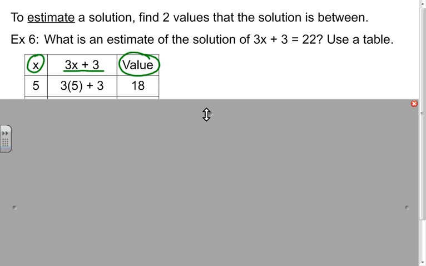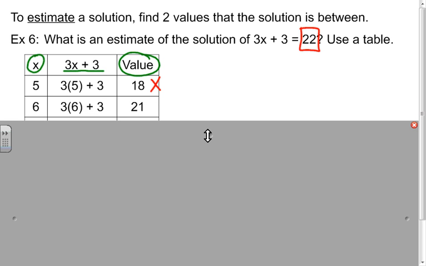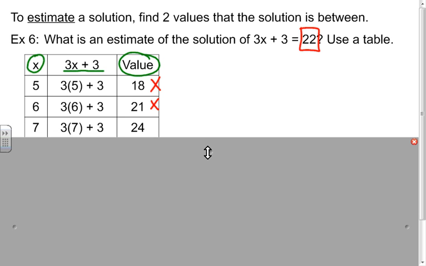18's too low. Remember, I'm trying to get to 22. 18's too low, so that doesn't work. So I look higher. Instead of plugging in a 5, I'm going to plug in a 6. 3 times 6 is 18, plus 3 is 21. Remember, I'm trying to get to 22, so 21 doesn't work either. I need to go higher. If I plug in a 7, 3 times 7 is 21, plus 3 is 24. I was trying to get to 22. Now I'm too high, right?